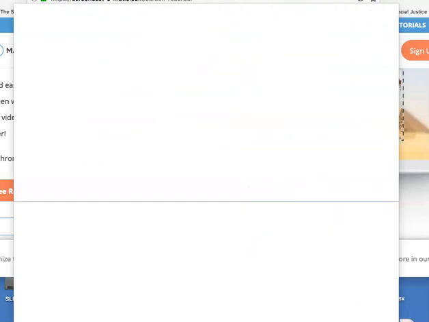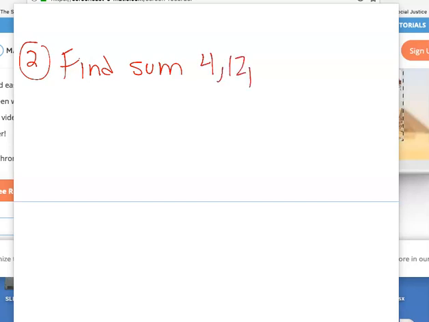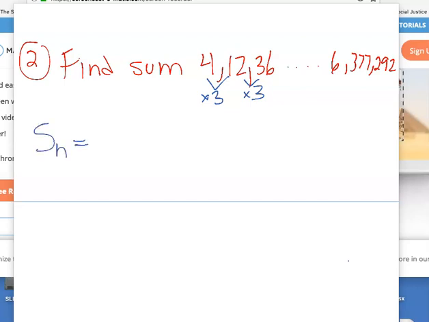The second one we're going to look at: if we had to find the sum, and we had 4, 12, 36, all the way to 6,377,292. We don't know how many terms there are, and we don't know what's in the middle, but I can look at this and say, okay, I know it's times 3. So we can use that formula, our first term minus our first term times our ratio to the n power, over 1 minus our ratio. And we can fill in a lot of these blanks.